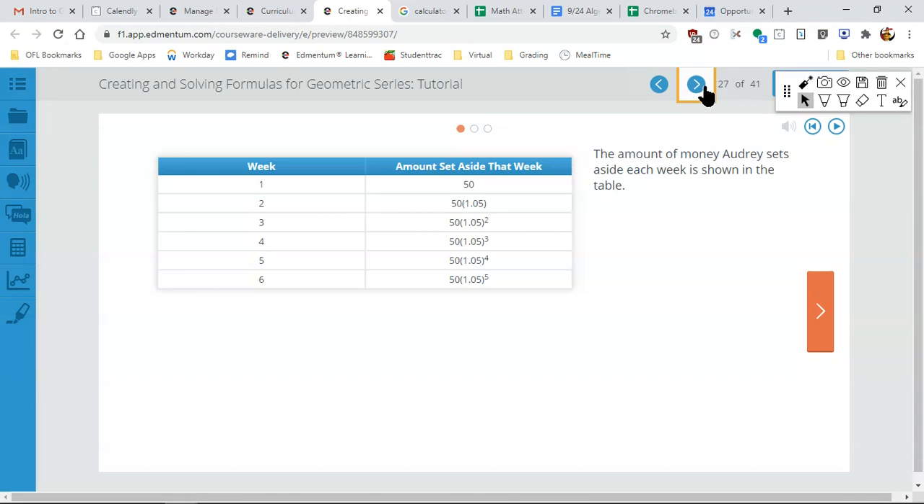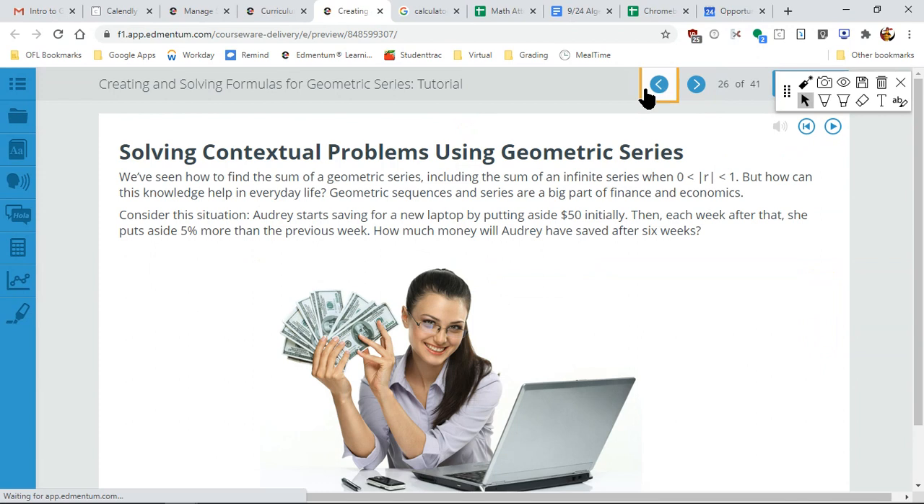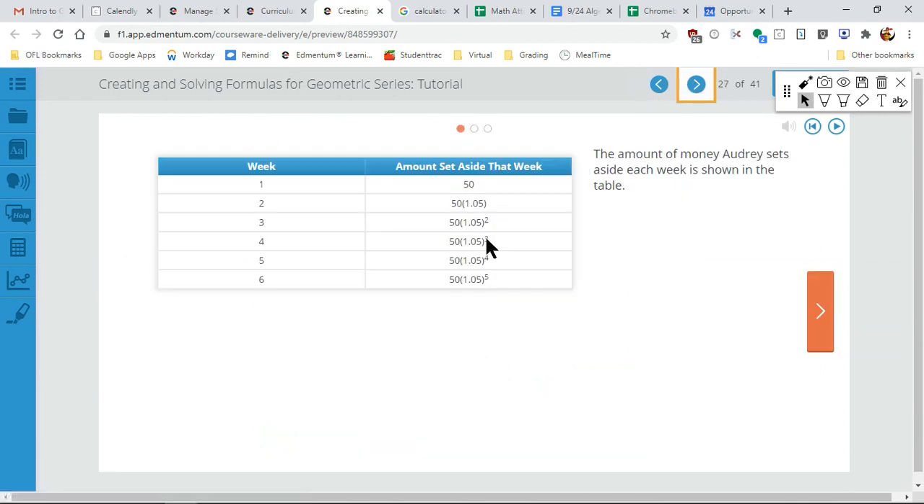All right, so let's see what's happening here. What we're doing here is we are going to keep multiplying over and over. So what's happening is she is technically putting more money. She starts off with a little bit and then more money and more money and more money.